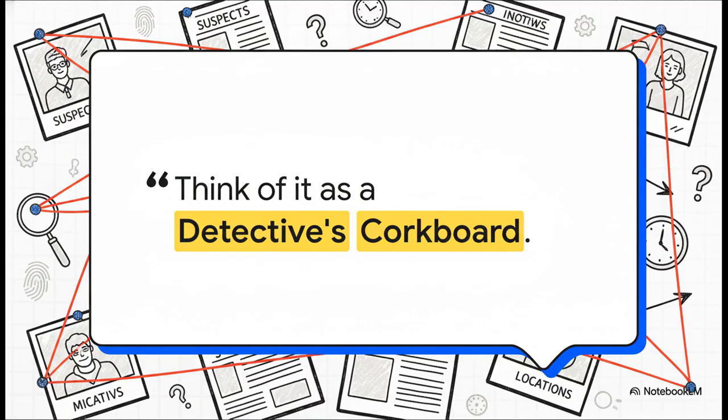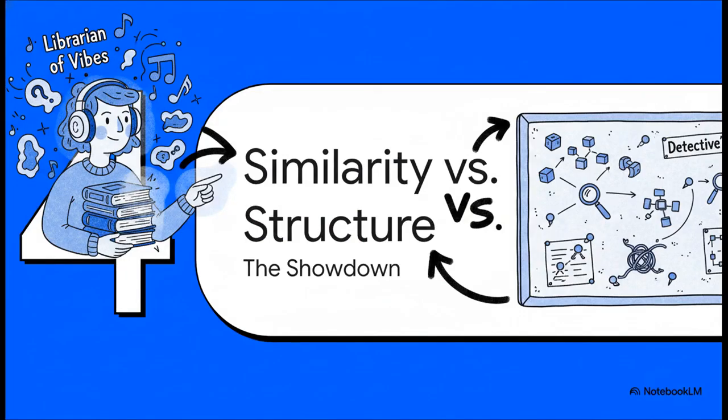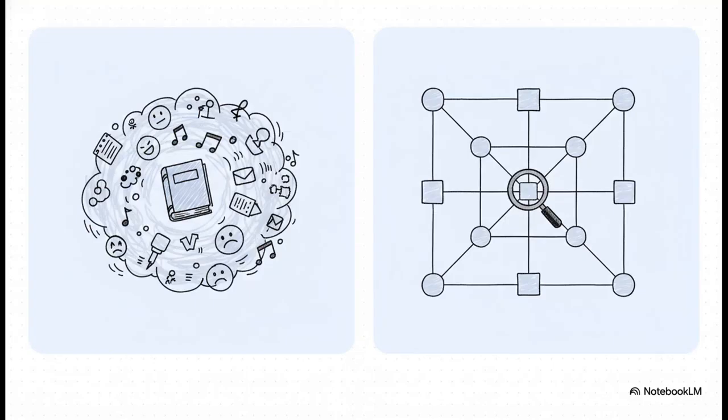There is zero ambiguity. Okay, so we've got the librarian of vibes and the detective's corkboard. Two totally different ways of thinking about data. So let's put them in the ring for a showdown. Similarity versus structure. It really boils down to this.